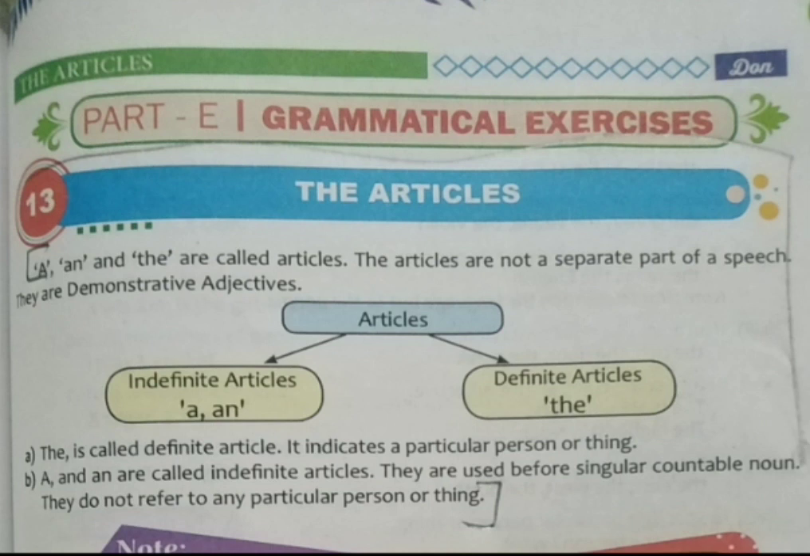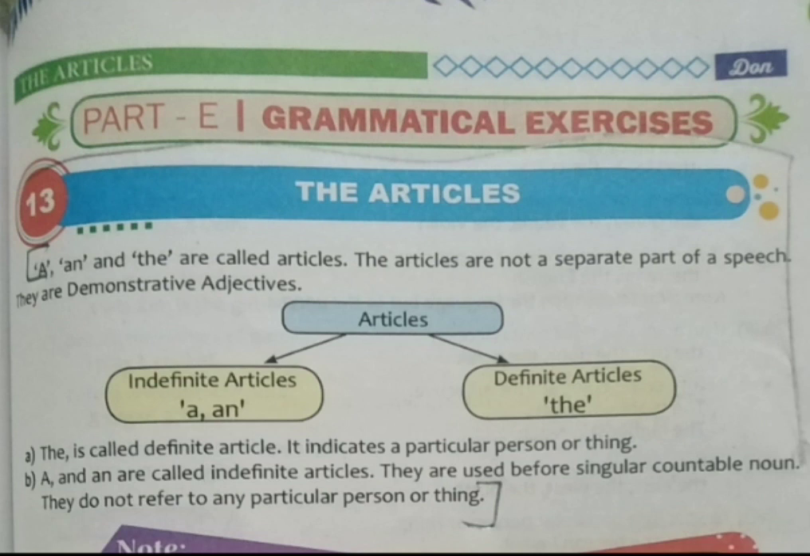Here, articles are not a separate part of speech. They are demonstrative adjectives. Adjectives, you know, is it, children? What are adjectives? Adjectives describe a noun. So these articles are demonstrative adjectives. It is not a separate part of speech. It is a part of the adjective, a demonstrative adjective. Okay, children.